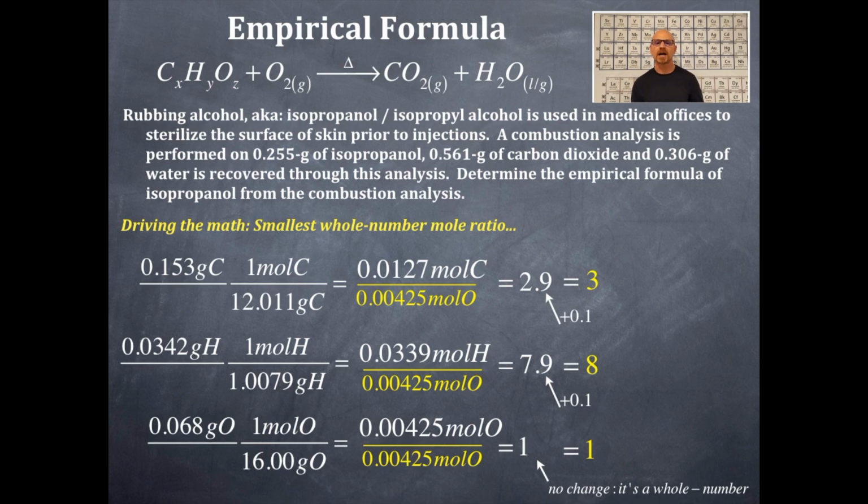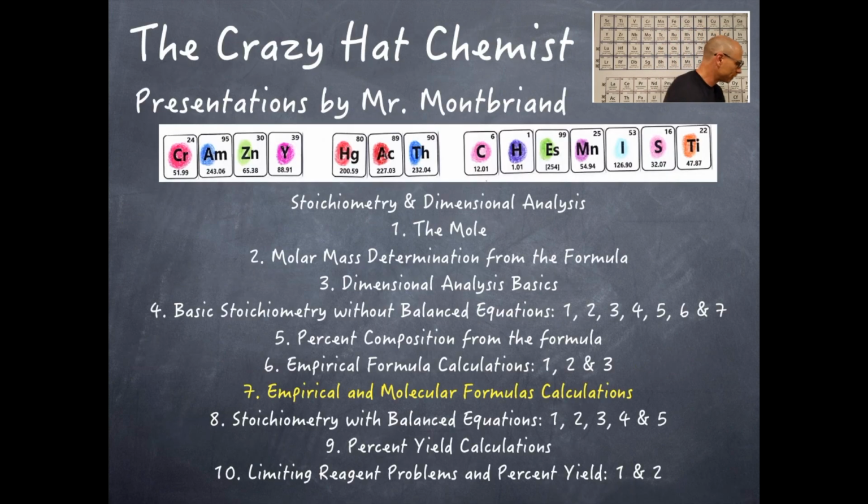So now I'm going to look at my combustion problem right underneath my title of empirical formula. I'm going to substitute in for the X a 3. I'm going to substitute in the Y for an 8. And I'm going to substitute in the Z for a 1. And then I get this formula for isopropanol. You should go look up the formula for isopropanol, but it is C3H8O. Okay? That was hopefully a fun problem for you to do.